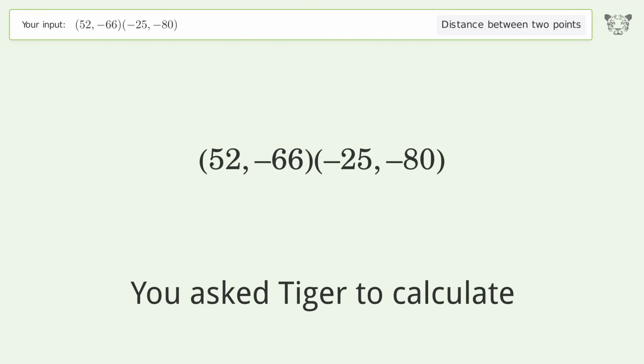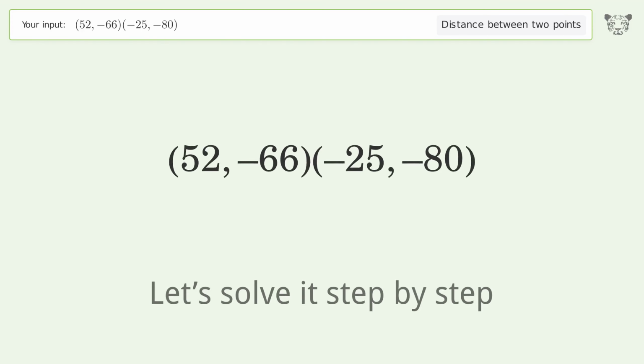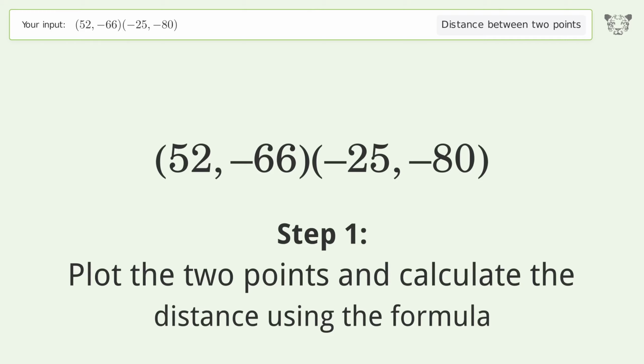You ask Tiger to calculate. This deals with the distance between 2 points. The distance between the 2 points is the square root of 6,125 or 78.262. Let's solve it step by step. Plot the 2 points and calculate the distance using the formula.